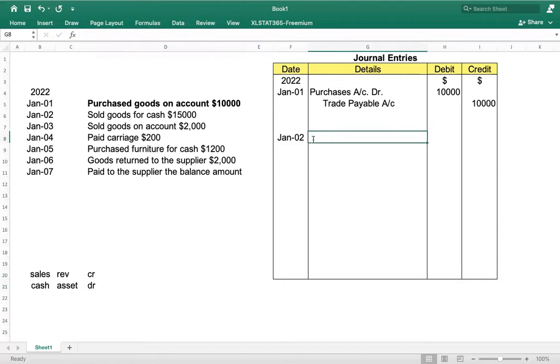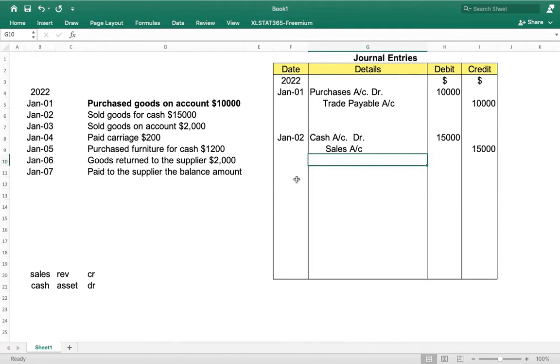So first I will record the debit item, right? Cash account debit, and leave some space, then sales account, revenue. And the amount is $15,000. Done. So if I have to write narration, what should I write? Sold goods for cash. So for now we are skipping that. Okay. Now Jan 3rd. Tell me.